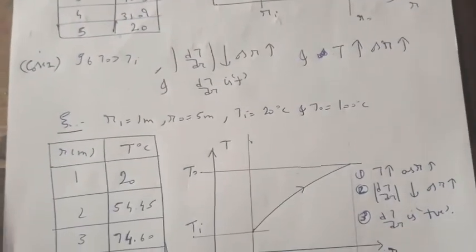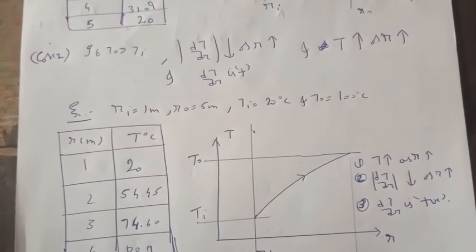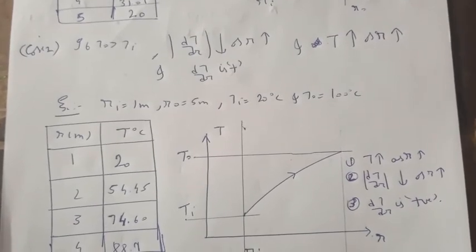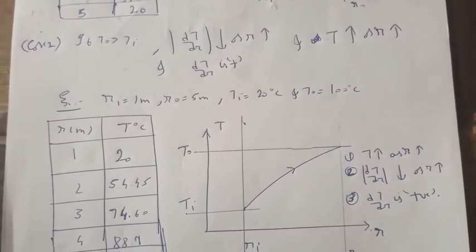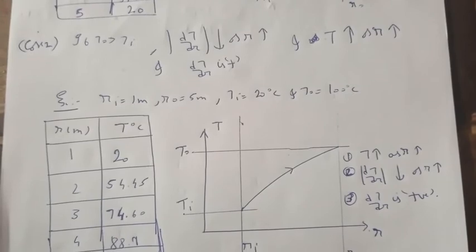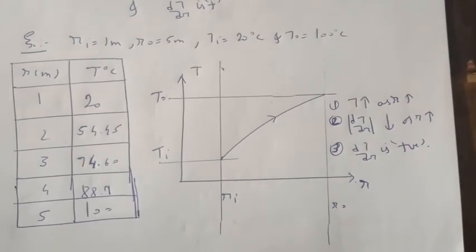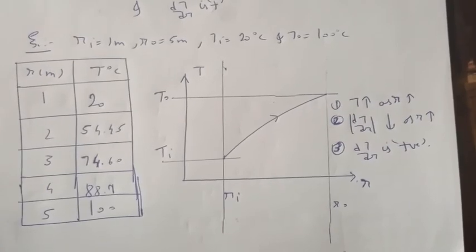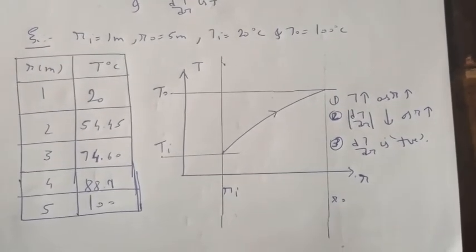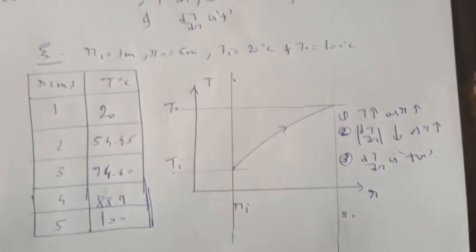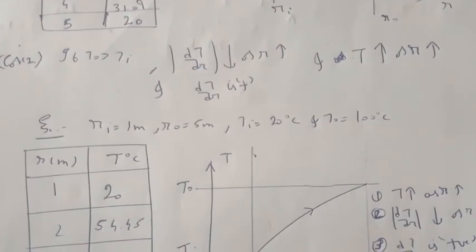Next, we will go for case 2, which is To greater than Ti. For this case, the mod of dT by dr reduces as R increases, T increases as R increases, and dT by dr is positive. We take an example for this, and we get the graph which shows T increases as R increases, the mod of dT by dr reduces as R increases, and dT by dr is positive, the same things which we drew from here.